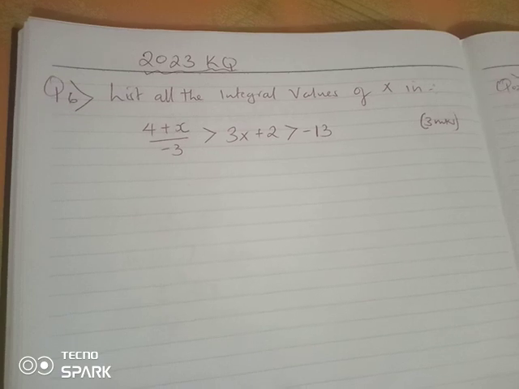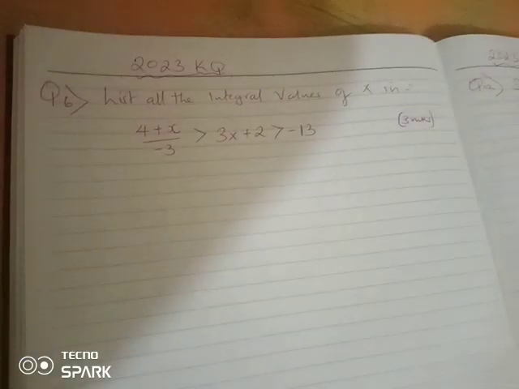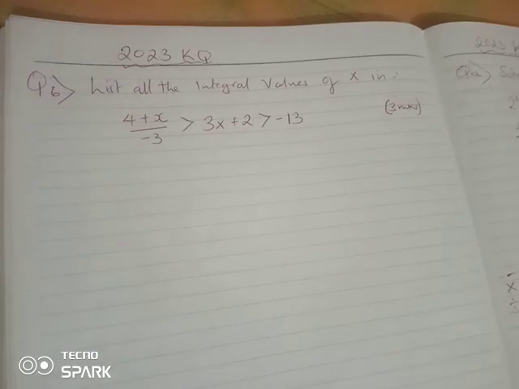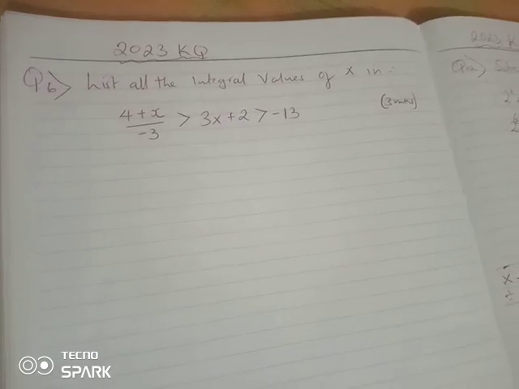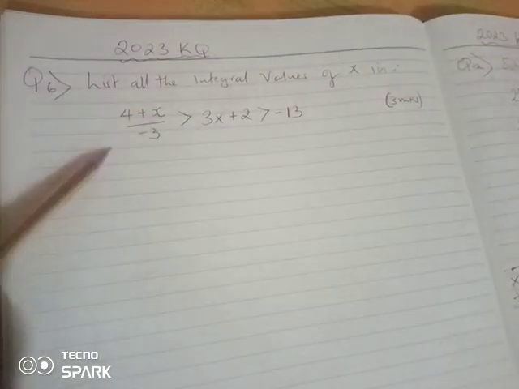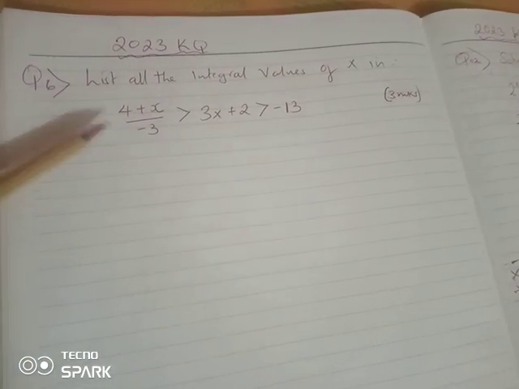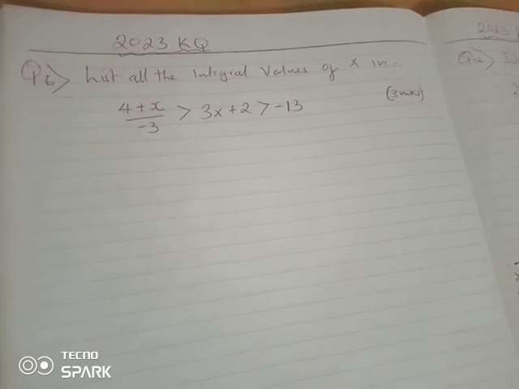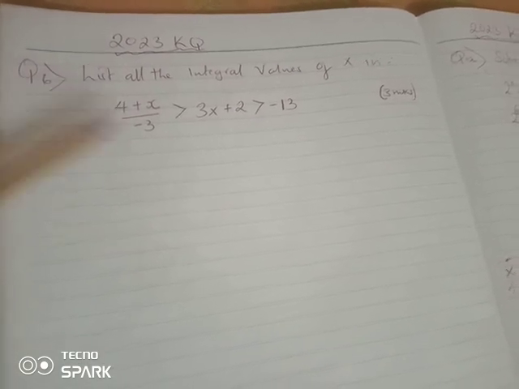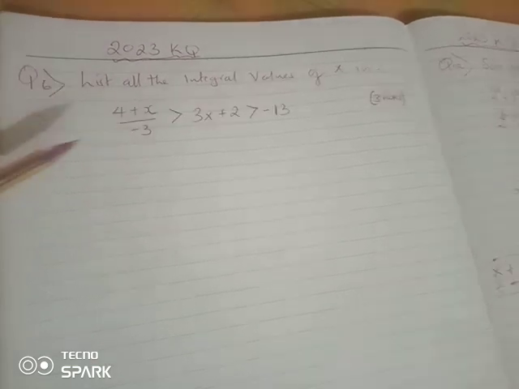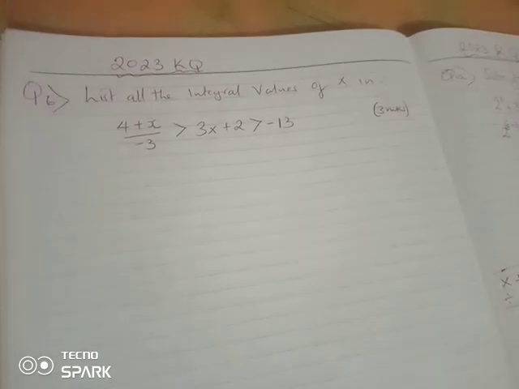Here we are again with our 2023 KCSE question 6, which reads: list all the integral values of x in (4 + x)/(-3) > 3x + 2 > -13. 3 marks.